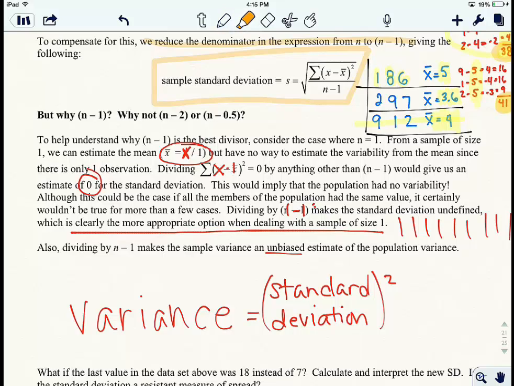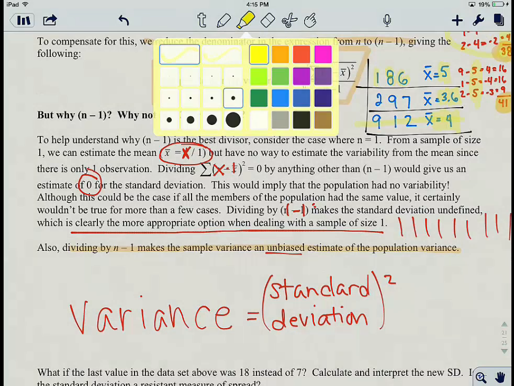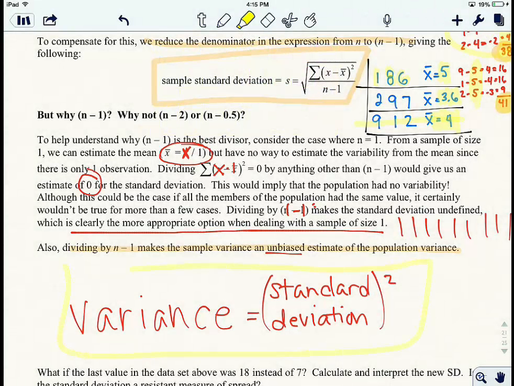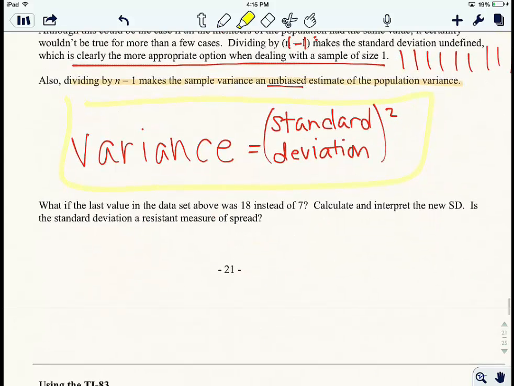Also, dividing by n minus 1 makes the sample variance an unbiased estimate of the population variance, which means it's a pretty good guess of the actual population variance. Variance is just the standard deviation squared. And you will hear this over and over again. Sometimes we say standard deviation, sometimes we say variance.